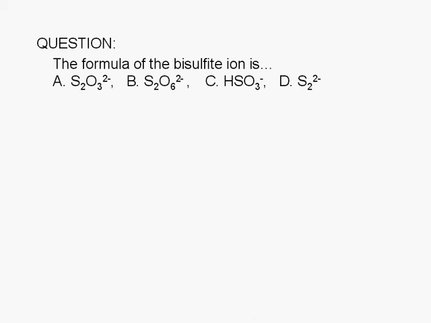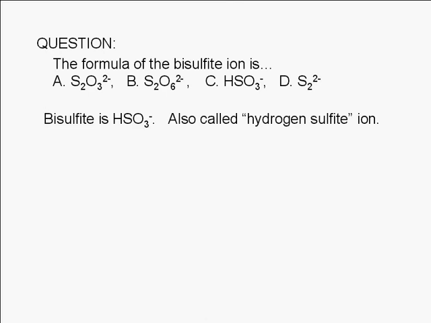The formula of the bisulfite ion is A, S2O3 with a -2 charge, B, S2O6 with a -2 charge, C, HSO3 with a -1 charge, or D, S2 with a -2 charge. The correct answer is HSO3 with a -1 charge.